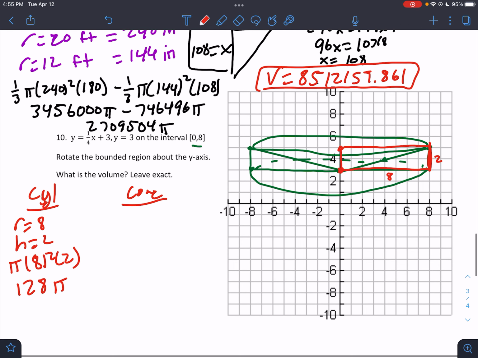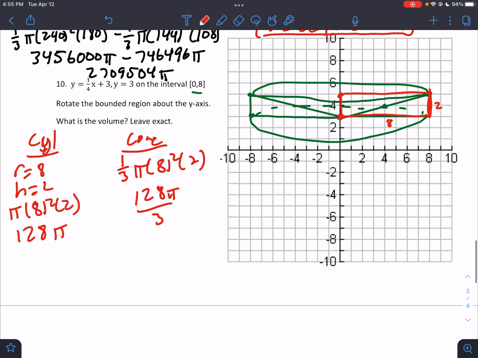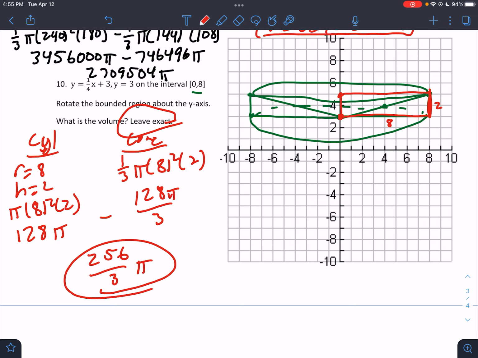But this time it's 1/3. So it's 1/3 pi times 8 squared times 2. So that's going to be 128 again. That's not divisible by 3. So it's going to be 128 pi over 3. And we're going to have to subtract those. So 128 minus 128 over 3 leaves us with 256 over 3 pi. Leave exact. Done.